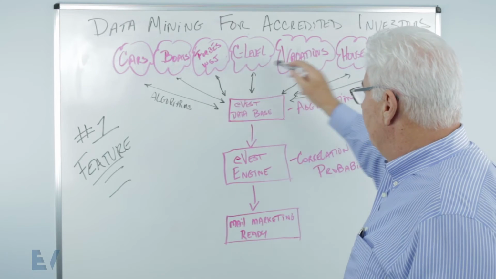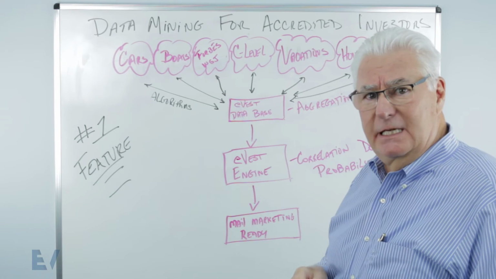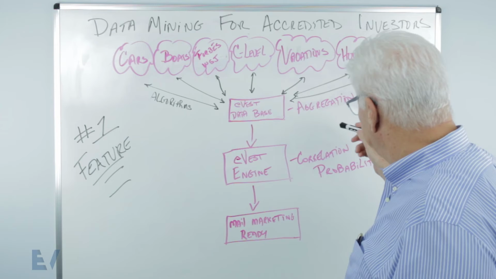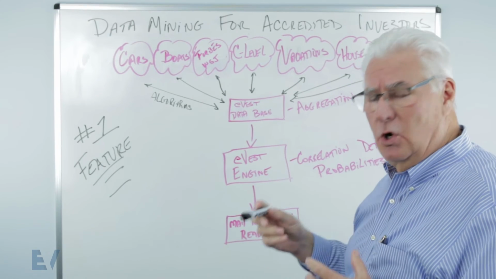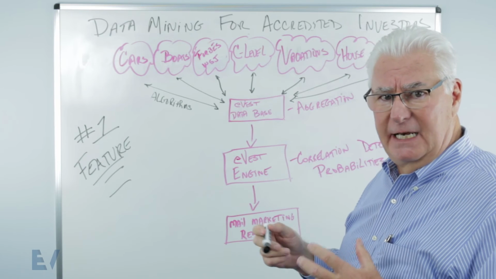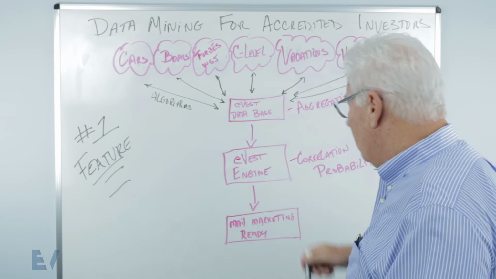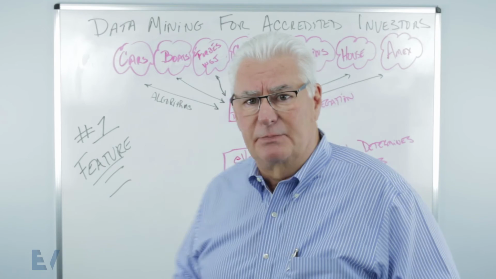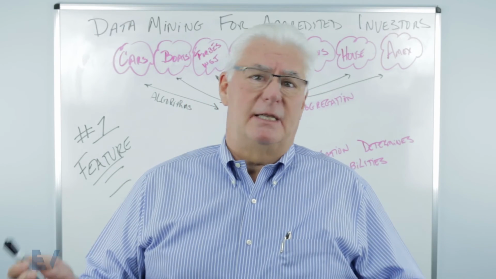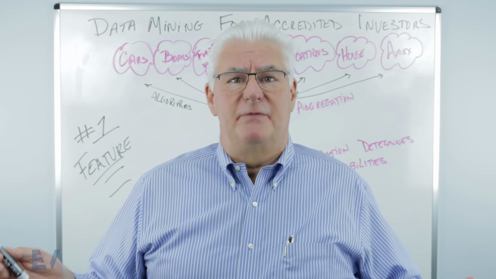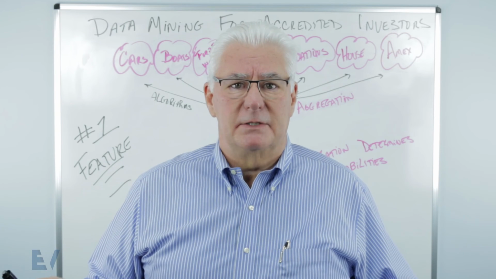And we bring all that information down into our eVest database, and from there we drive that down to our eVest engine, which does the actual correlation between all of the data points. And as a result, we kick out a mail marketing ready spreadsheet, which allows you to upload these names and push your deal out to as many accredited investors as there are within a 50-mile radius of your offering.